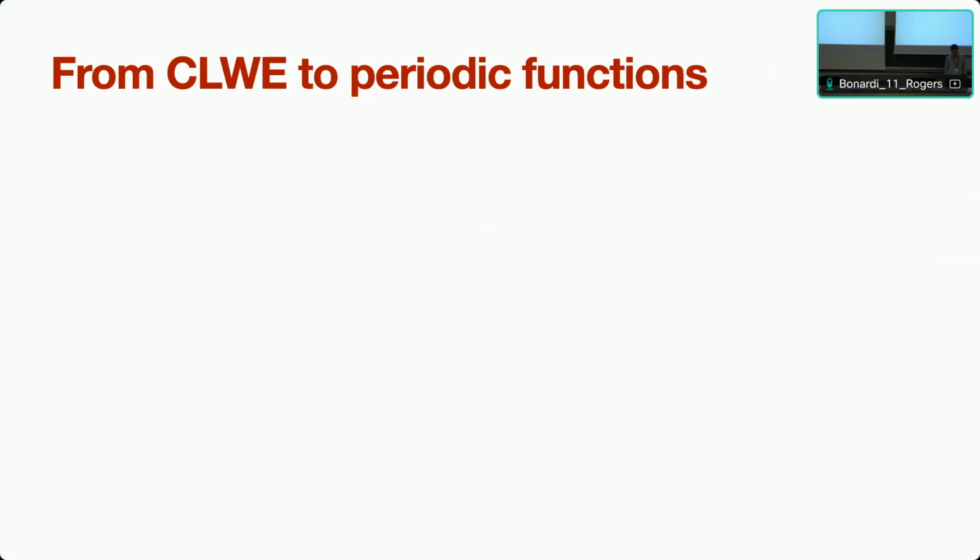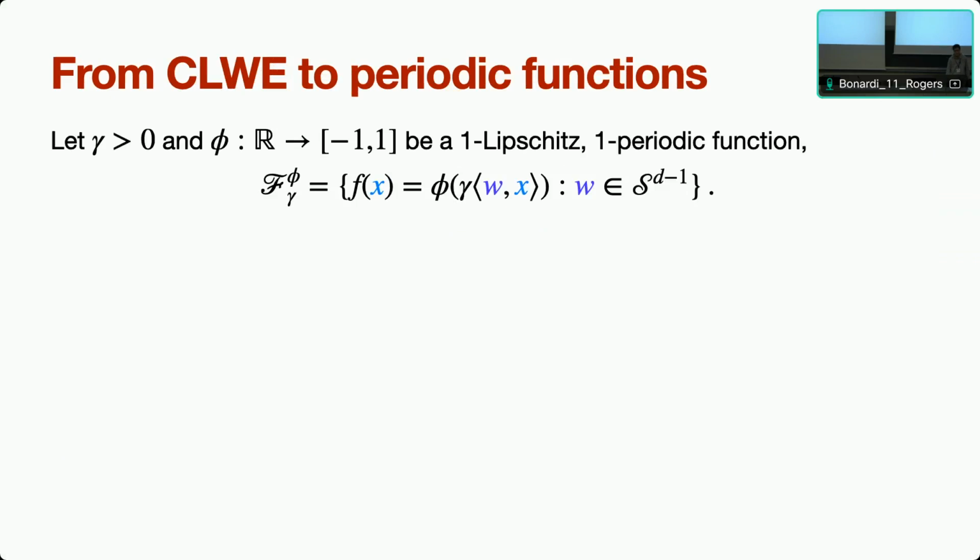The first is to reduce the CLWE problem to learning periodic functions. So suppose you're given a function phi, which is Lipschitz and periodic. Then you define the following function class, which is phi of this linear term in x, for all unit w. And you can think of, for example, phi to be a cosine or sine, something like that, as long as it's periodic and Lipschitz.